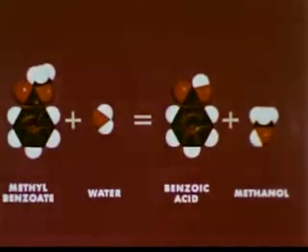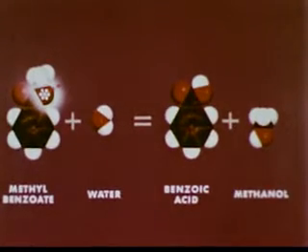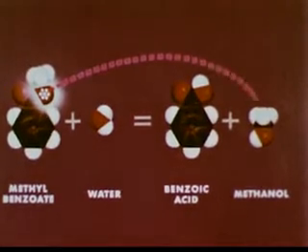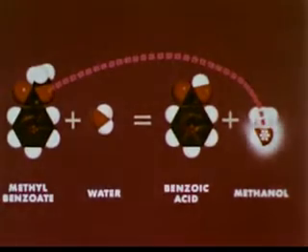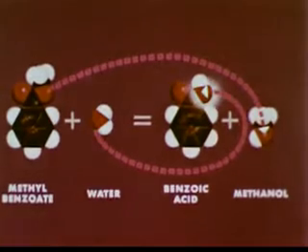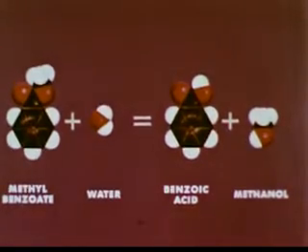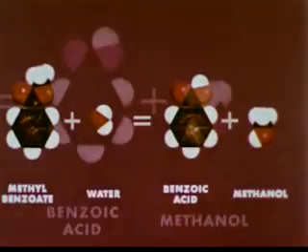We have experimental proof that the labeled bridge oxygen, originally in the methyl ester, goes into the methanol and not into the acid. Thus, the oxygen in the water must have gone into the acid. So we know the fate of each atom in the ester. We will use this information to decide which bonds must break during the reaction.